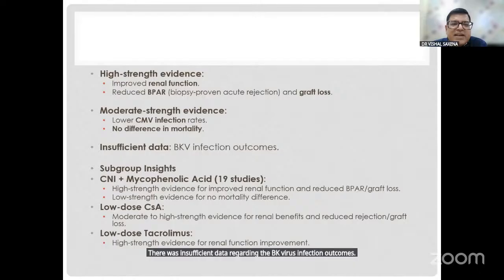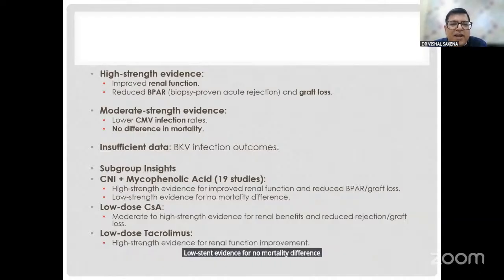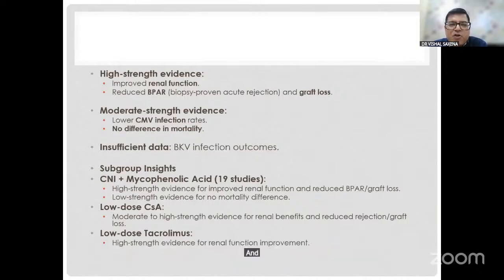The subgroup insight showed that for CNI with mycophenolic acid, in 19 studies, there was high strength evidence of improved renal function and reduced biopsy-proven acute rejection or graft loss, and low strength evidence for no mortality difference. In low dose cyclosporin agents, there was moderate to high strength evidence for renal benefits and reduced rejection or graft loss, and in low dose tacrolimus, high strength evidence of renal function improvement.